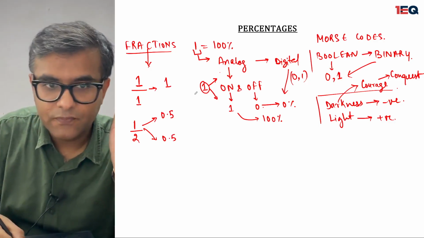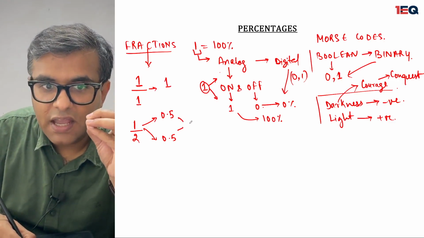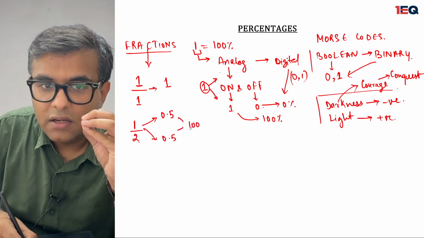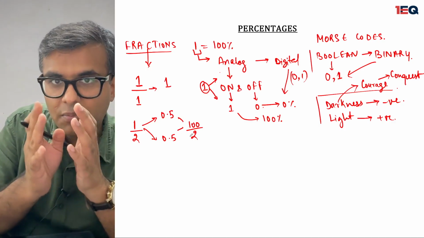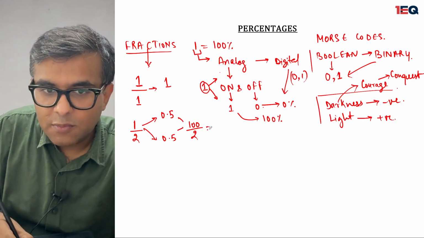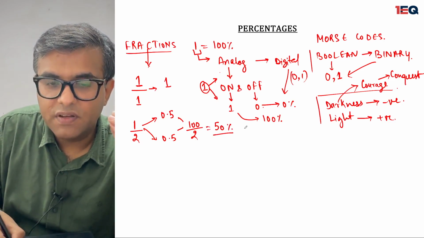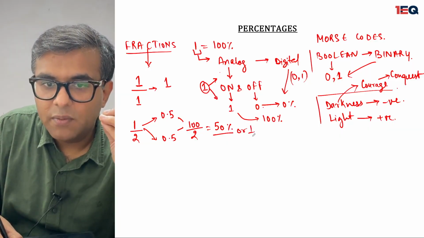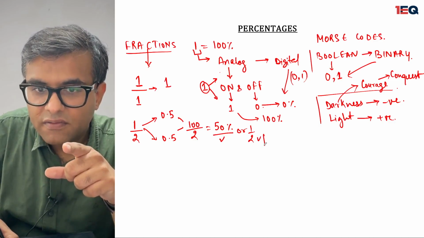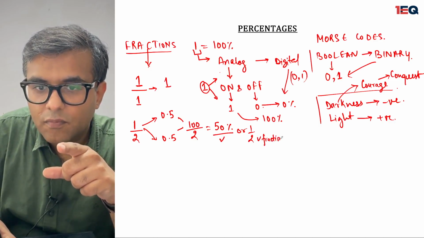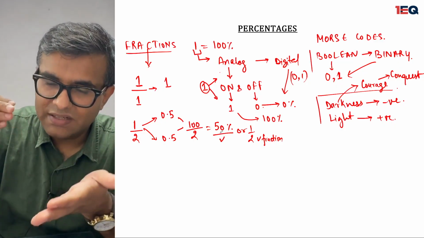Moving on, this 0.5 can be denoted as 100 divided by 2, 1 being complete and 2 being the part of 100, which comes down to 50%, or 1 by 2. This is the percentage form and this is the fraction form. I'm going down to the depth of it.